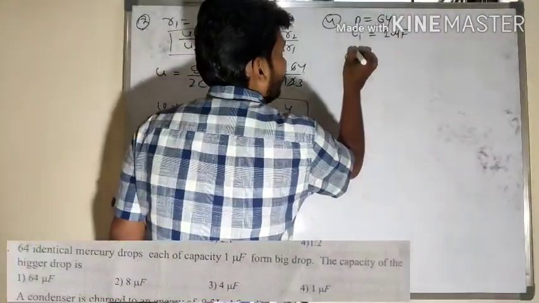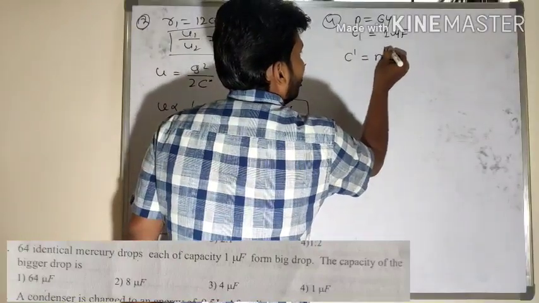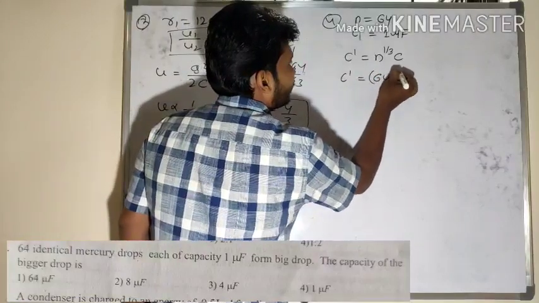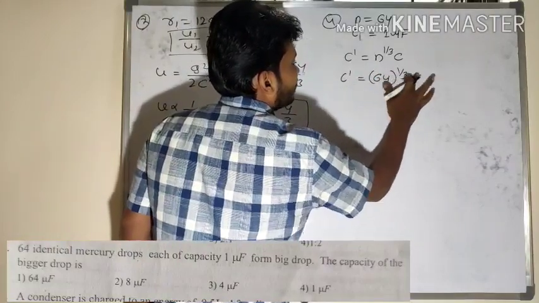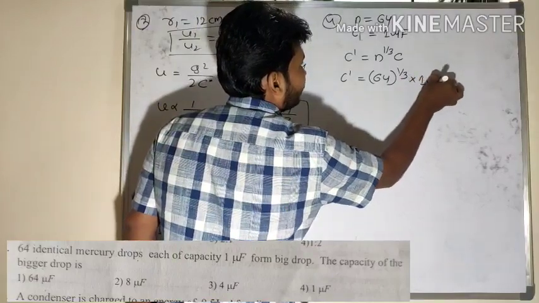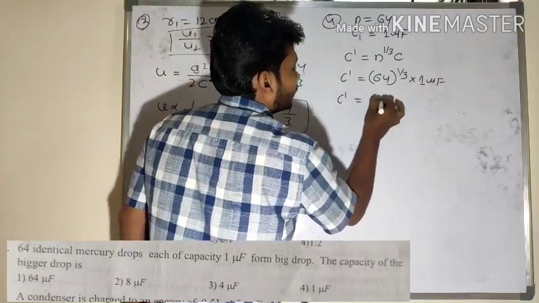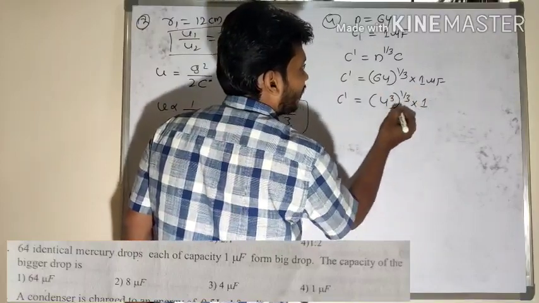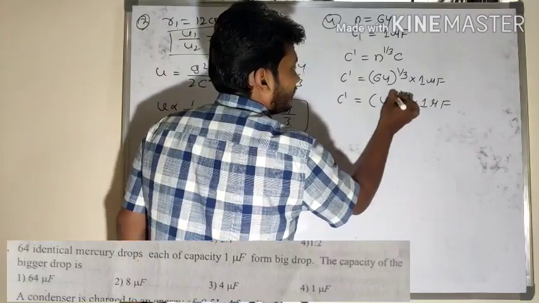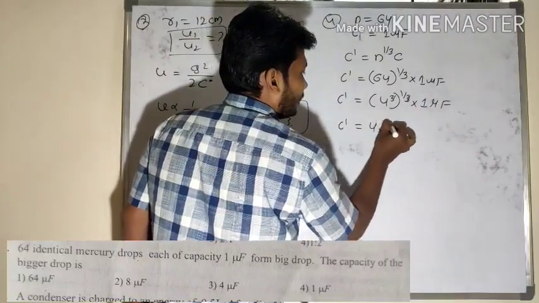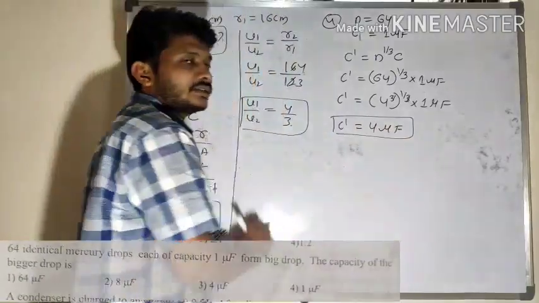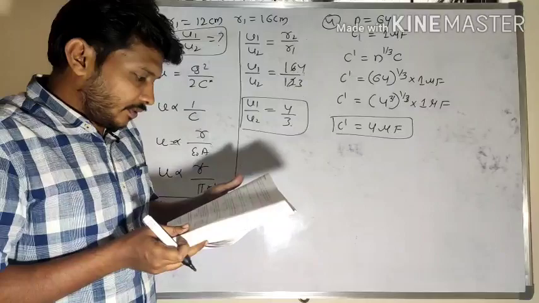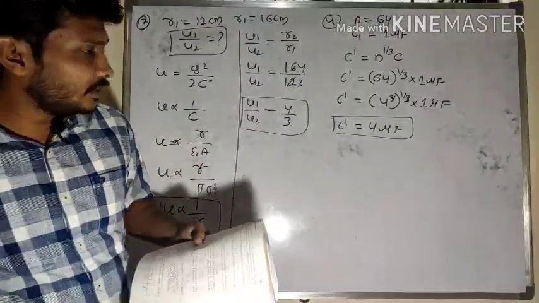What is the connecting formula? C dash is equal to N to the power of 1 by 3 into C. N value is 64, C value is 1 microfarad. Shall I write 64 as 4 cubed, whole to the power of 1 by 3, into 1. The 1 microfarad is there, so it gets cancelled out. So the capacitance of the bigger drop is 4 microfarad. Look at the next question.